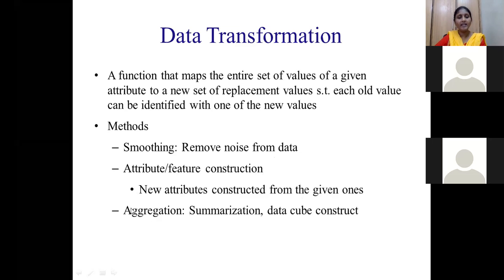Aggregation. You know that aggregation means we are combining things. We are getting the summarization. So when do we use aggregation? When you want to construct a data cube form, that means when you want to represent the data in a multi-dimensional format, in different views, we will go for aggregation. So in data cube construction, we are using aggregation.